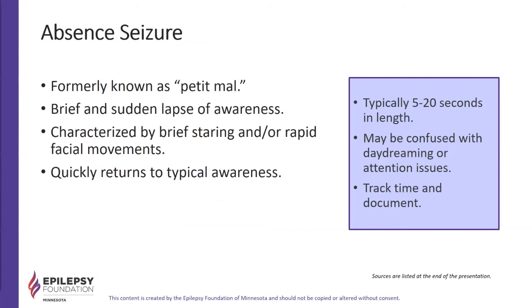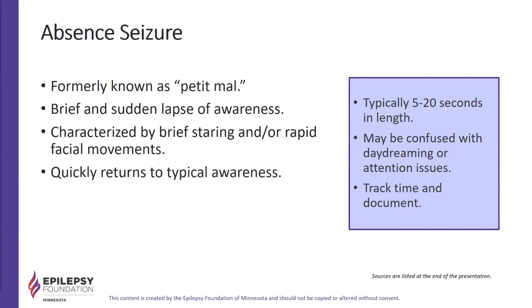These next two types of seizures are generalized seizures. So these are seizures that are occurring in the entirety of the brain, and thus awareness will be altered in both of these. The first one is known as an absence seizure, formerly known as petit mal. These are brief and sudden lapses in awareness, characterized by brief staring and/or rapid facial movements. They quickly return to typical awareness with this type of seizure, lasting usually between 5 to 20 seconds in length.